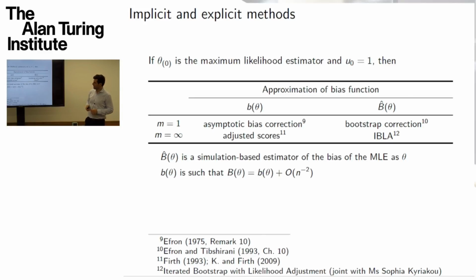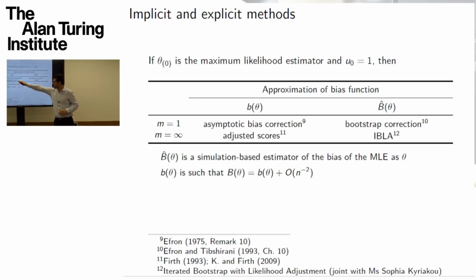So if you do a single step starting from the MLE and you use the first term in the asymptotic expansion of the bias, you get asymptotic bias correction. So simply you evaluate the first order bias term at the MLE and you take it off the MLE and you get a bias corrected estimator. This has been proven to have lower order bias than the MLE. If you approximate the bias, you can get bootstrap with one step.